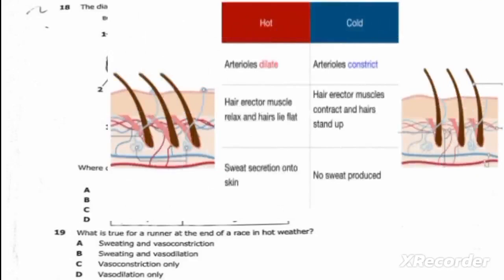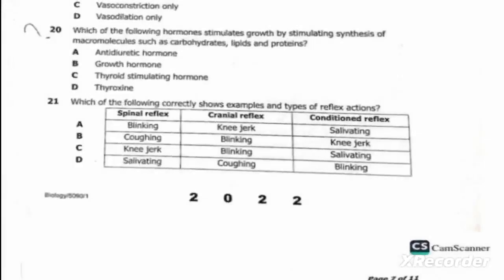When the runner is running in hot weather, what will happen? The arterioles will dilate, the hair erector muscles will relax, and hairs will lie flat. Sweat will be circulated on the skin. So therefore, our correct answer is B. Sweating and vasodilation.